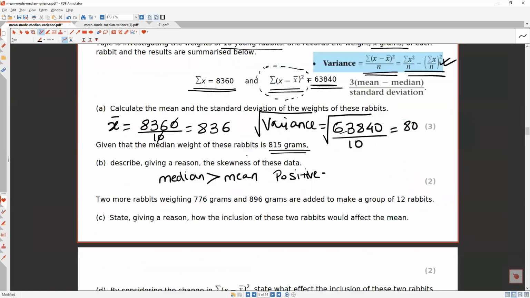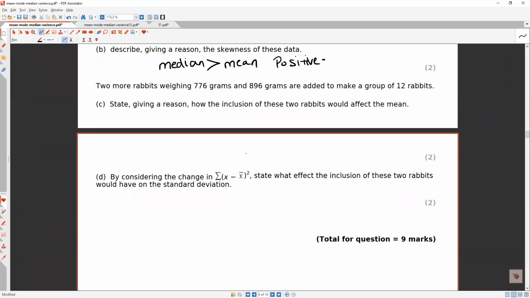Okay, now let's go to this one. 2 more rabbits. Now they are adding 2 extra rabbits, 776 and 896. Okay, added to the group. Now there are a total of 12 rabbits. So state, giving reasons, how the inclusion of these 2 rabbits would affect the mean. Now your mean will either increase or decrease, or it will be the same. So if these numbers were very low, your mean would have decreased. But if these numbers were very high, your mean would have increased.